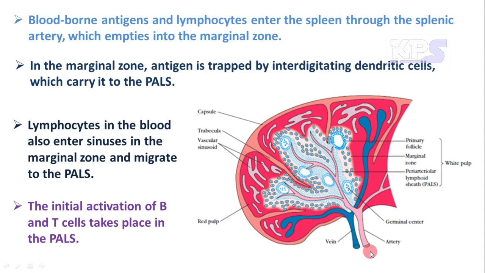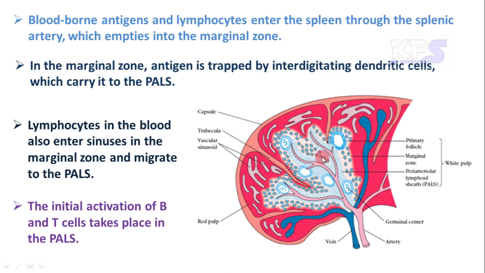The blood-borne antigens and lymphocytes enter the spleen through the splenic artery, which empties into the marginal zone. Here you can see the artery entering the spleen, and it carries blood which may contain antigens. It also contains many lymphocytes, and they enter the marginal zone, that means the zone between the red pulp and white pulp.